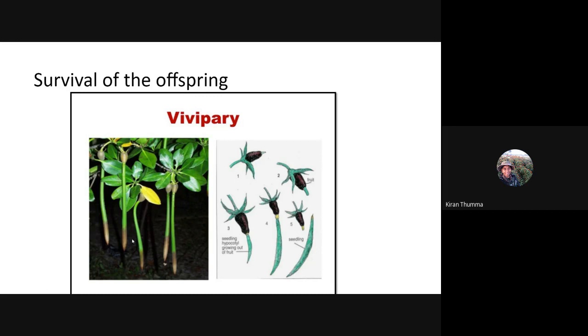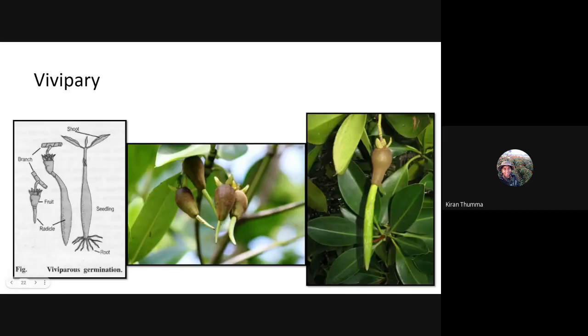So this is a fruit. Usually, in the case of a mango, inside the fruit there is a seed, and when you keep this seed in soil, it will give a sapling. But in the case of mangrove, this fruit is there, and these roots are developed while it is still attached. The radicle develops. Radicle roots are developed while it's still attached to the mother plant.